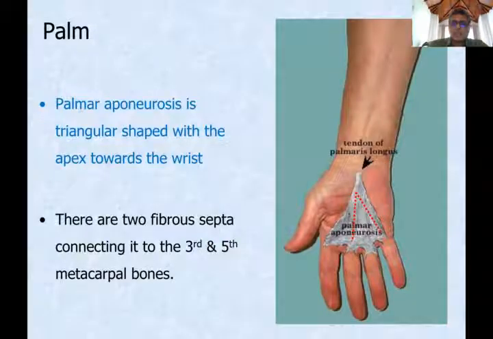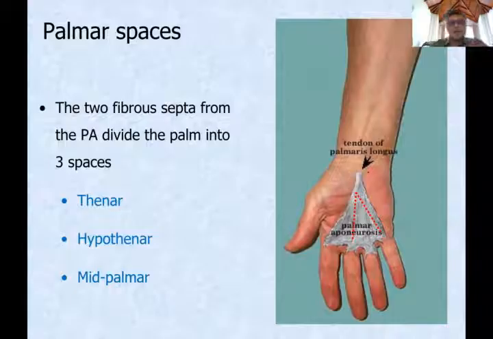Now the space lateral to the lateral septum, that is that area, is called the thenar space, and the space lying medial to the medial septum is called the hypothenar space, and the space lying between the two septa is called the mid-palmar space. So you have a thenar space, hypothenar space, and mid-palmar space. Okay, this is how the spaces are defined. This is what I just mentioned: three spaces, thenar space, hypothenar space, and mid-palmar space.